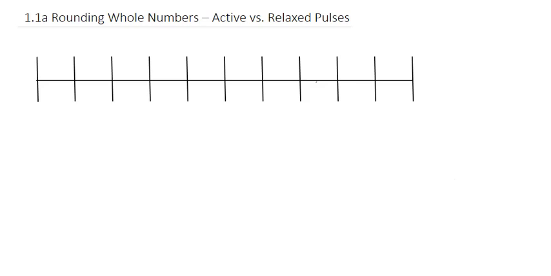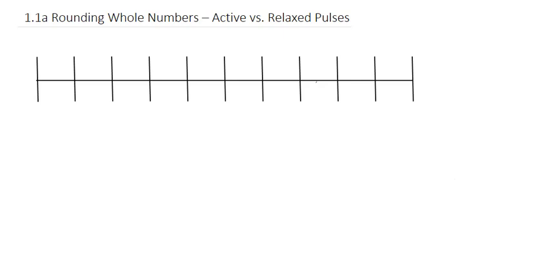Rounding whole numbers. Angela has a normal resting pulse of 70 beats per minute. However, Angela just started a new job this week and is feeling overwhelmed by all the new tasks. This week, her resting pulse is around 74 beats per minute because of the new stress. Should Angela be worried about her health?